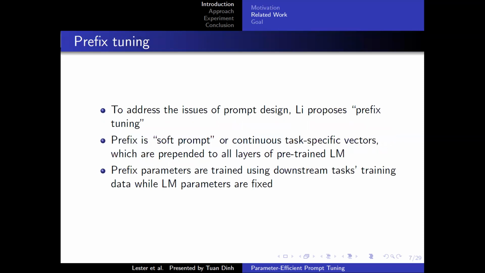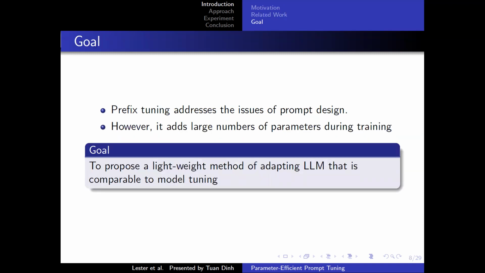To address the issues of prompt design, Li proposed prefix tuning. A prefix is a subprompt, or continuous task-specific vectors, which are prepended to all layers of the pre-trained language model. The subprompts are trained using downstream task training data, while the language model parameters are frozen. Prefix tuning addresses the issues of prompt design. However, it adds an extra large number of parameters during training.